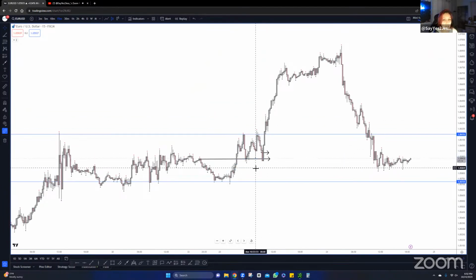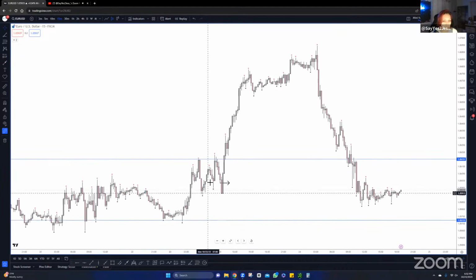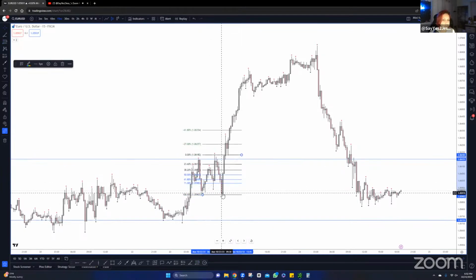Now, if the market creates the same low and the same high, you can't draw a fib. That's consolidation. So for example, if I draw it from here to here, that's a 100% retracement.